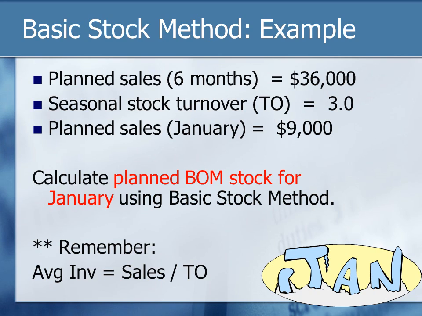Just remember that average inventory is sales divided by turnover, and that's probably the first thing you need to calculate to be able to come up with your basic stock and then BOM stock. So average inventory first, and then basic stock, and then BOM, in that order, would probably be the best way to go through to get to the right answer. Let's pause the video here while you work on it.